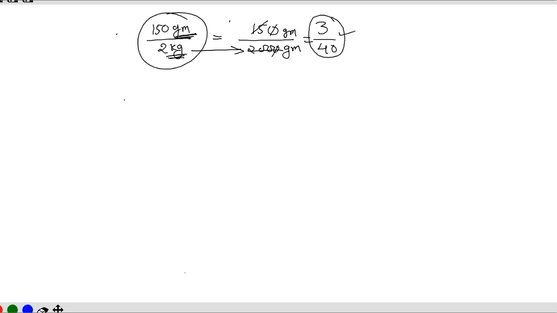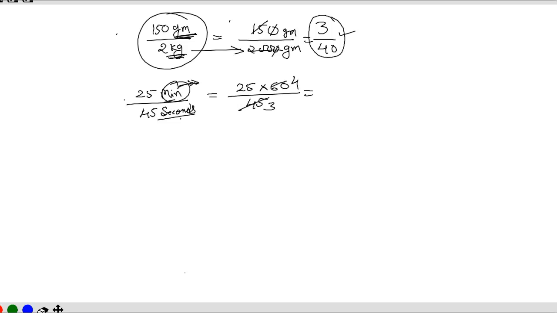Similarly, a question can be asked: find the ratio between 25 minutes and 45 seconds. Now time is given. Now we have to convert either minutes into seconds or seconds into minutes. So always try to convert the bigger unit into smaller. So 1 minute में होता है 60 seconds. So 25 minutes को अगर मुझे seconds में convert करना है तो 25 into 60 divided by 45.